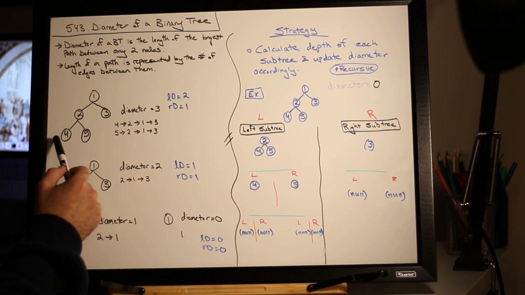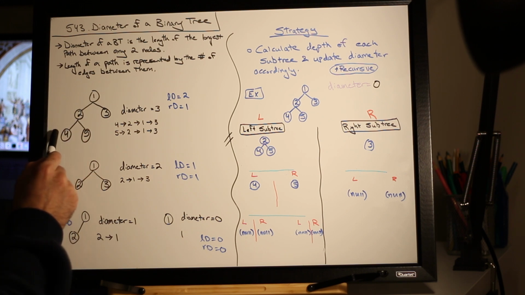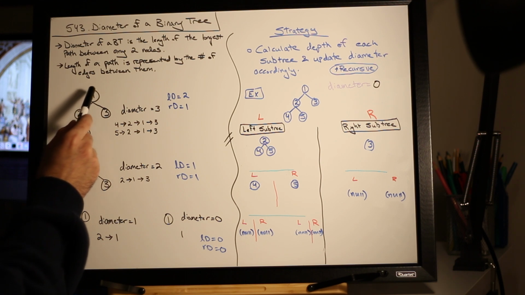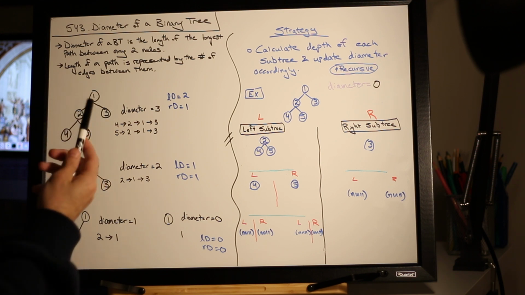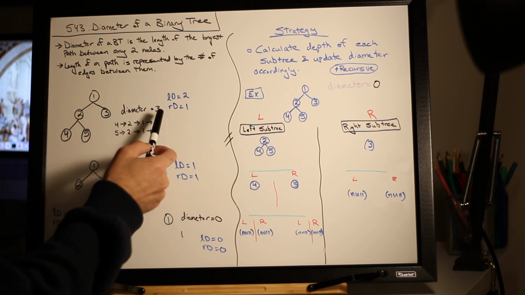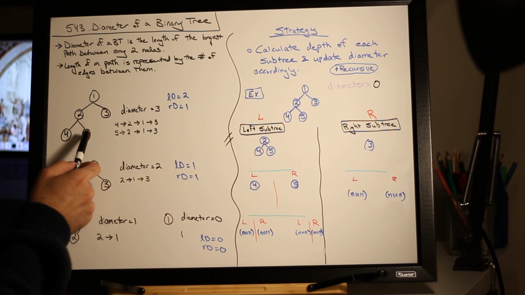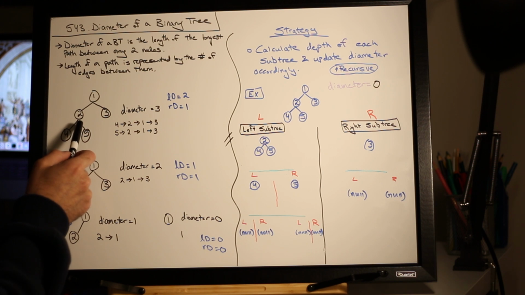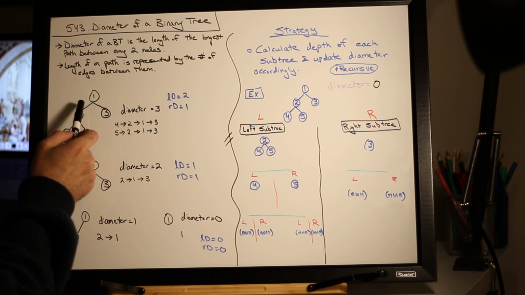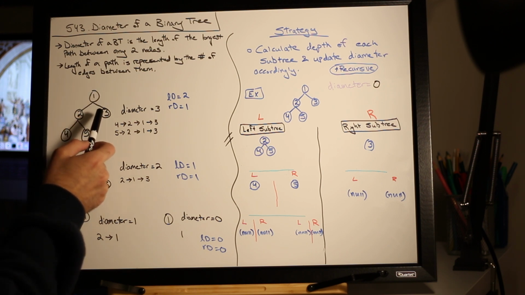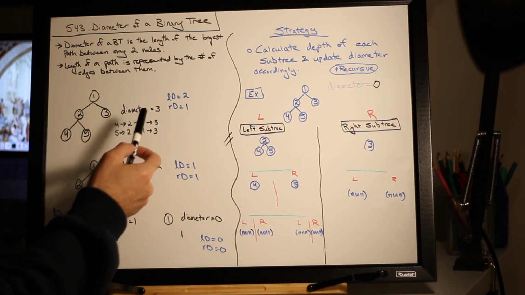So the first path is 4, 2, 1, 3. If I go from nodes 4 to 2, that's one edge, 2 to 1, that's our second edge, and 1 to 3, that's our third edge. So we have 3 edges, which is the correct diameter. I could also do 5, 2, 1, 3, which is very similar. So 5 to 2 is edge number 1, 2 to 1 is edge number 2, and 1 to 3 is edge number 3, and our diameter is 3.